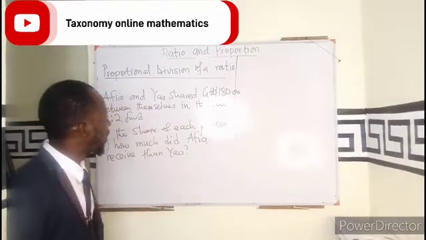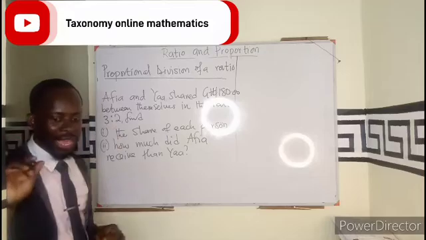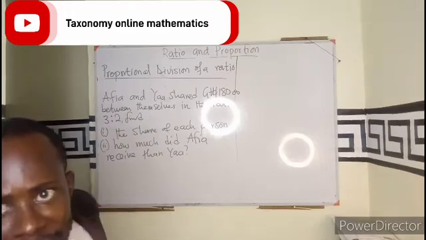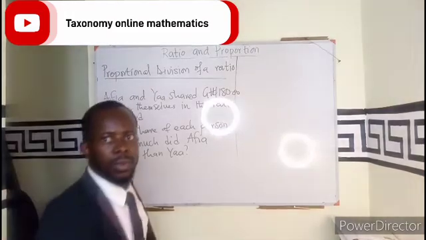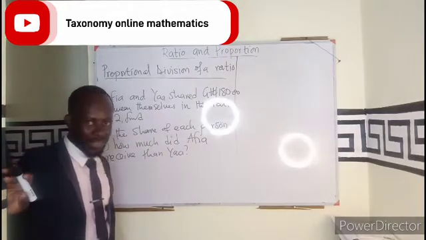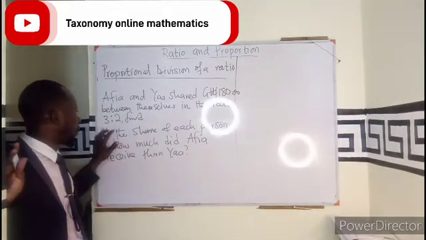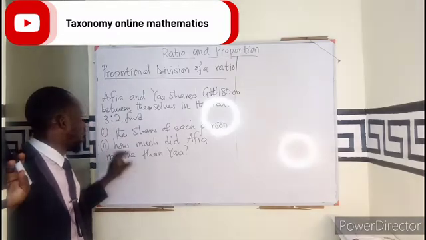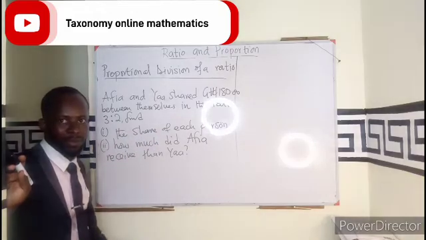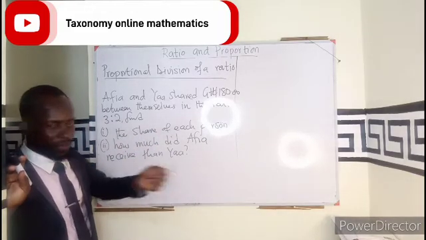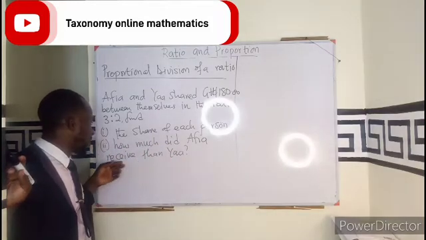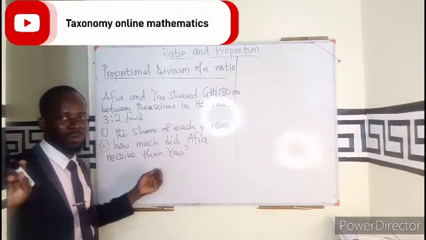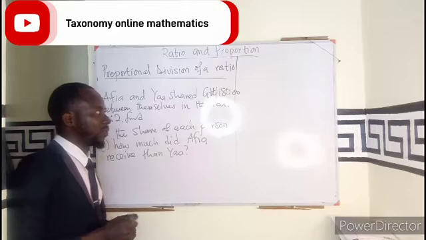Alright, so we have a question. Efia and Ya are sharing a given amount of money, and that is 180 Ghana cedis among themselves in the ratio 3:2. Alright. Now we have to find the share of each person. How much will each person receive? Then 2. How much more did Efia receive than Yao? So to me, obviously, Efia's share is going to be more than that of what? Ya.